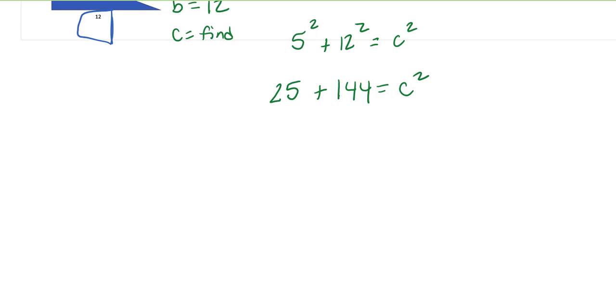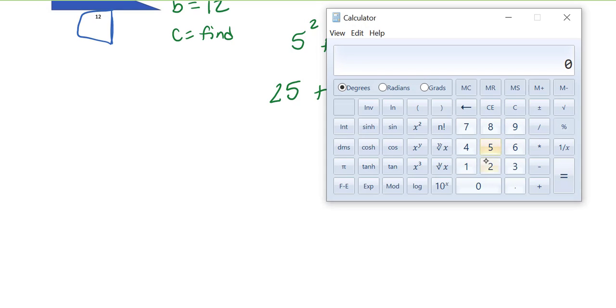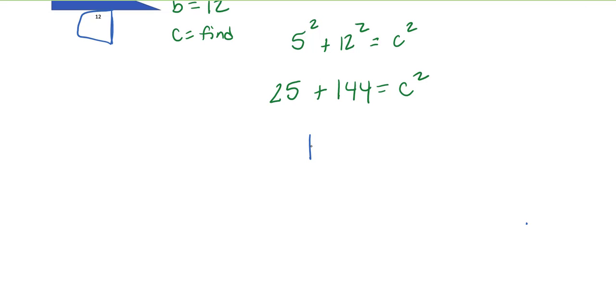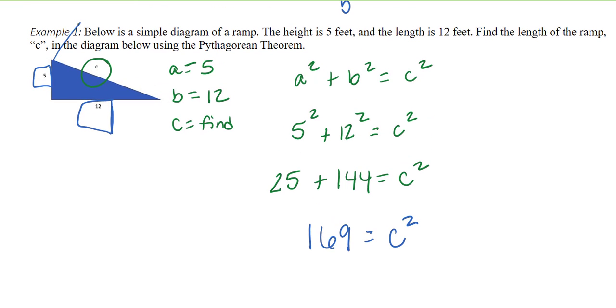Now, the next step would be, we can just go ahead and add 25 plus 144. So let's get our calculators out. So we got 25 plus 144, and what do we get? Well, we got 169. And this is equal to C squared. Now, the thing is, C squared is not the actual length. So this is just the area that this makes. So essentially, this right here, if we were to draw it all out, that's equal to 169.